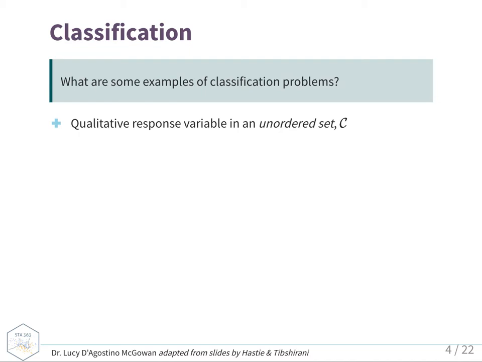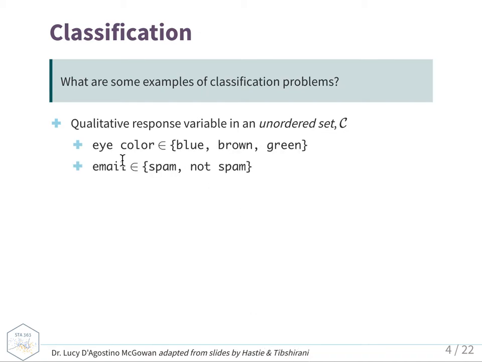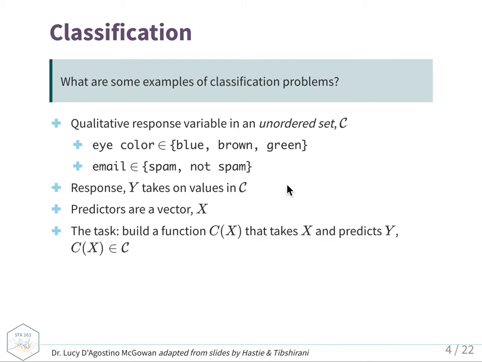One is we have a qualitative response variable in an unordered set C. One example is eye color, like blue, brown, and green. This would be a qualitative response. Or email, for example, spam or not spam. So that response variable y takes on some values in C in this classification problem. And then predictors are a vector x. And so the task is to build some function C of x that takes x and predicts y. And so this C of x is basically going to be in this set C. The predicted values are going to be in that set.